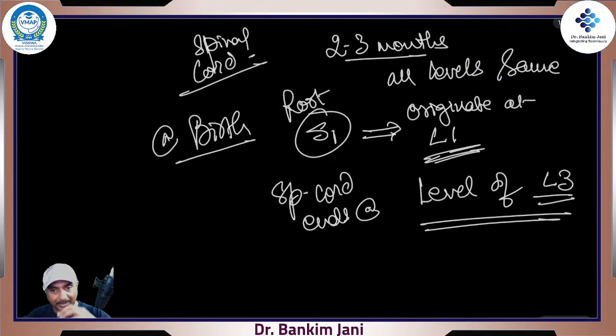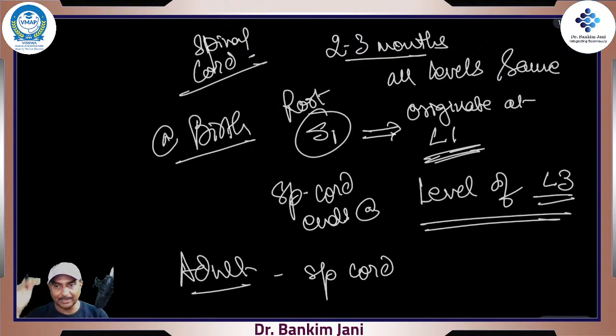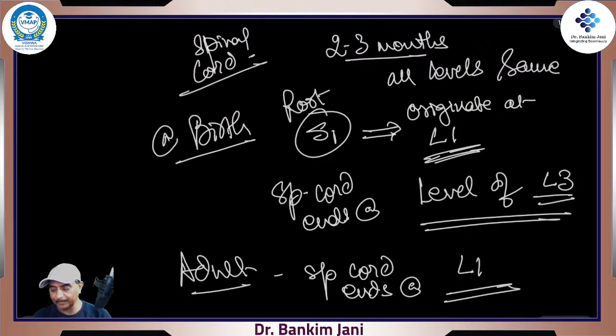So gradually, as the body expands and becomes big, it goes more and more below. Finally, in the adult, it goes even higher, because the spinal cord at birth is still at the level of L3, but in the adult the spinal cord ends at L1. It ends at L1.